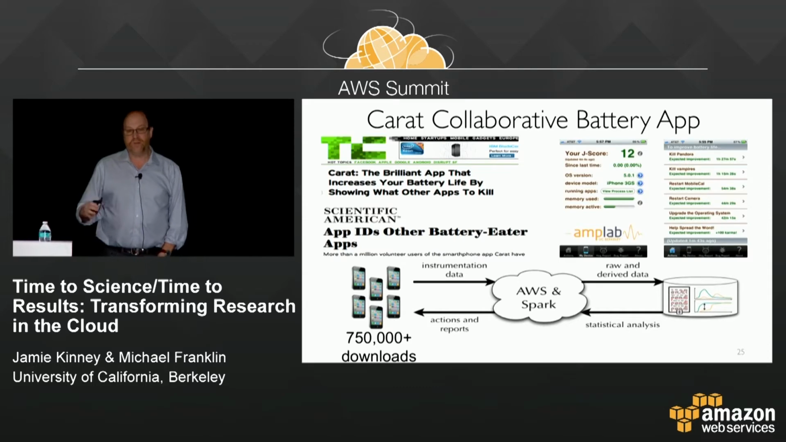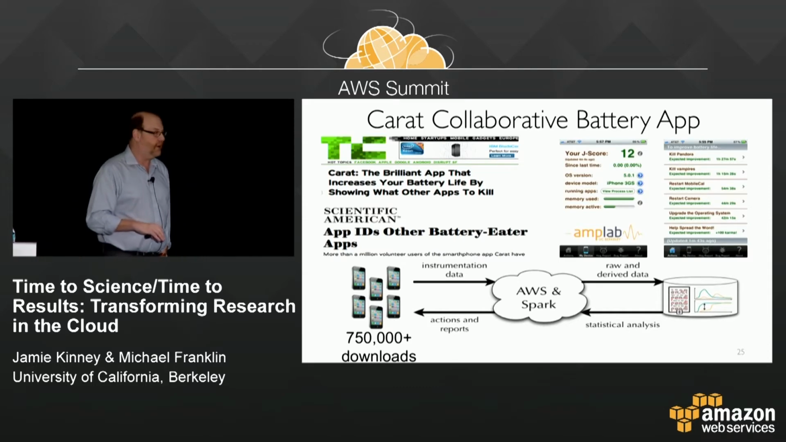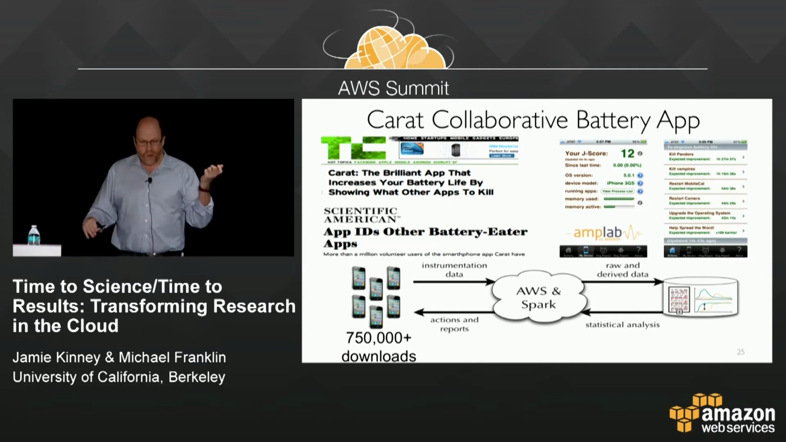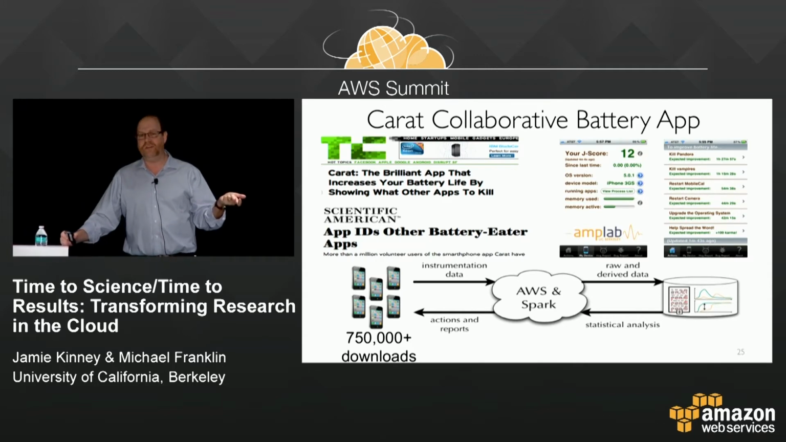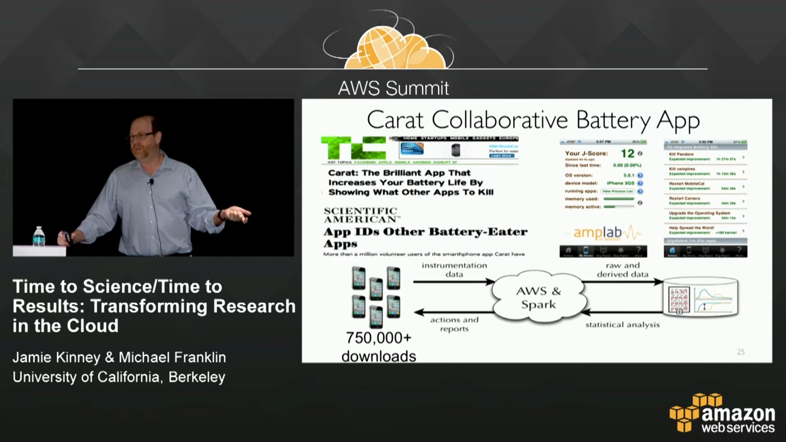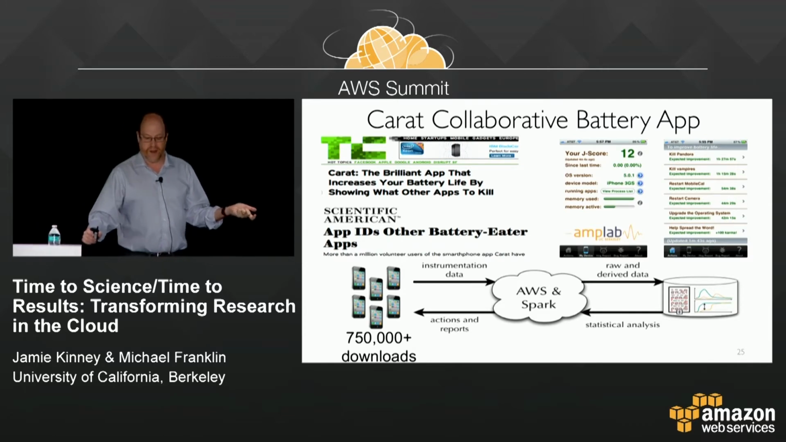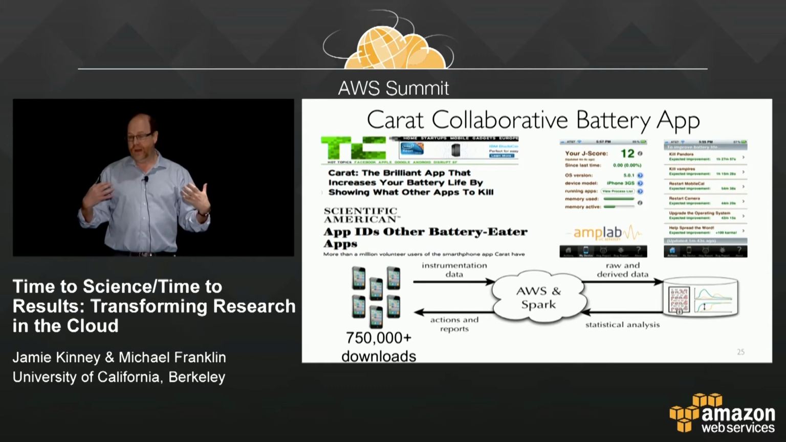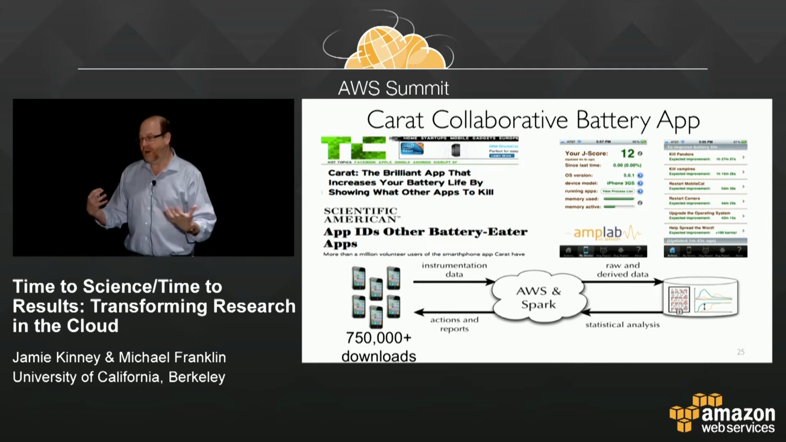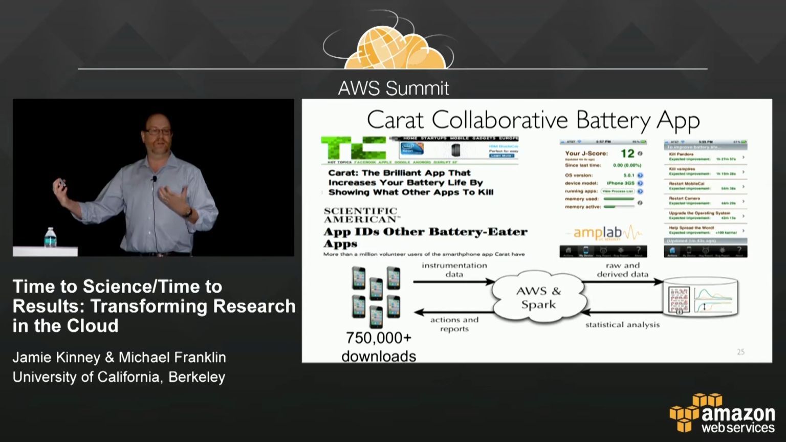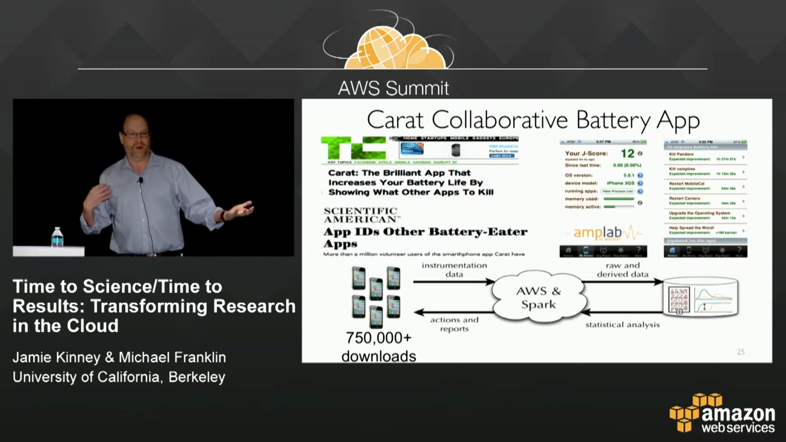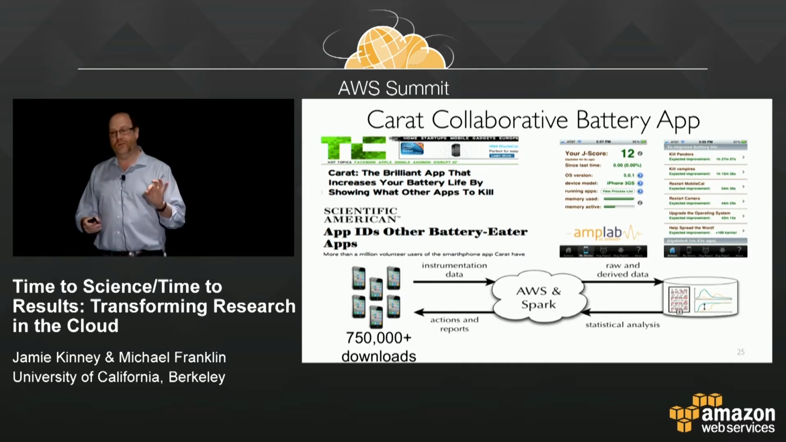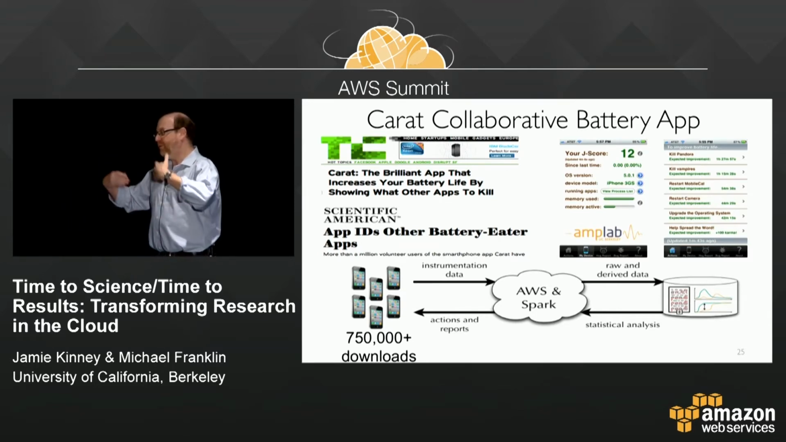Another thing I'll just mention briefly is an application we built called Carrot, which basically runs on a cell phone, watches what applications you're running and what's happening to the battery when those applications are running, and then collects all that information into the cloud, and then builds models of how different applications use the battery on different phones with different operating systems.